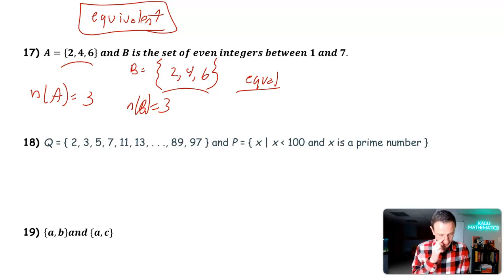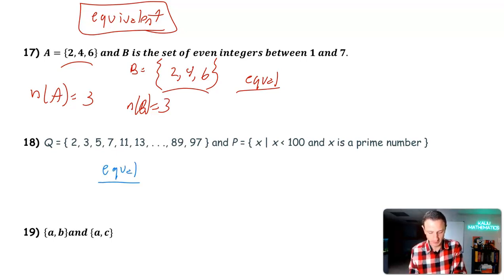Set Q: 2, 3, 5, 7, 11, 13, all the way through 89, 97. So those are prime numbers. Then set P is the set of all X such that X is less than 100, and X is a prime number. So that would be the same exact thing. All the values less than 100, and X is a prime number. Prime numbers start at 2, 3, 5, 7, 11, and so on. So that would be equal. I don't have to necessarily write that P set out because we know what they are. Prime numbers less than 100, so that would be equal.